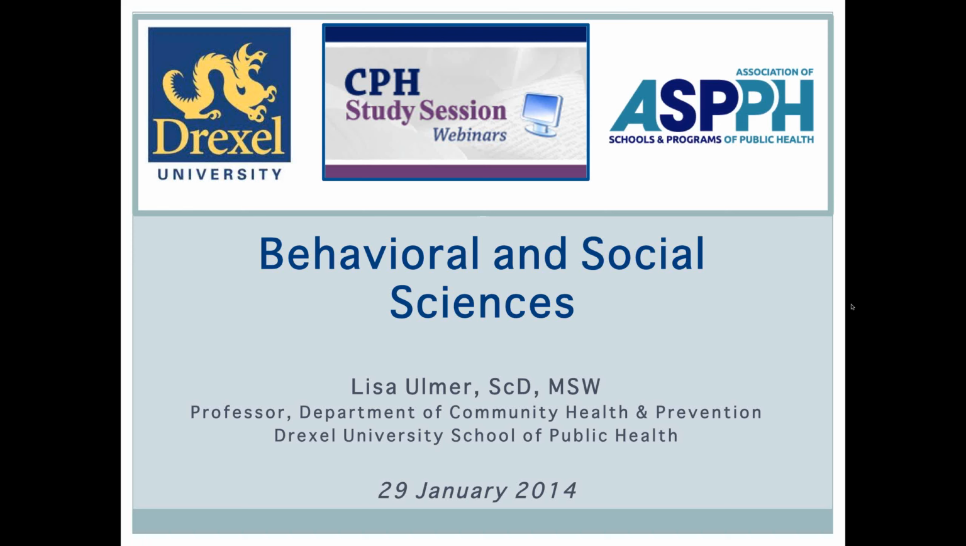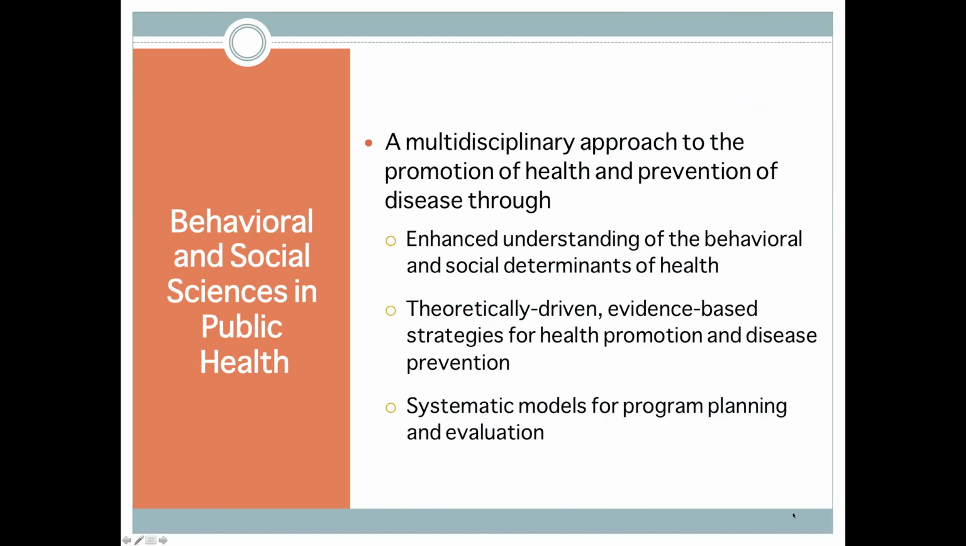Good afternoon, everyone. This is the Behavioral and Social Sciences webinar in preparation for the CPH exam. So I'm going to start off with a definition of behavioral and social sciences in public health. Behavioral and social sciences are an approach that takes the multiple disciplines that are part of public health and uses those disciplinary perspectives to promote health and prevent disease and death.